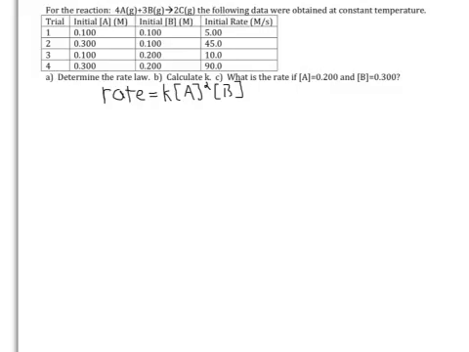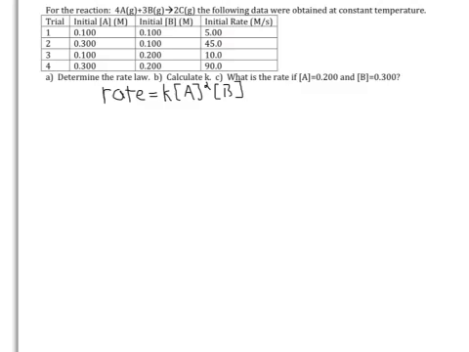Okay, to solve part B of this problem, I want to find the rate constant. We already determined the rate law in part A, so all I need to do is pick any one of the 4 trials, plug in the concentration for each of the reactants, plug in the rate, and solve for K, and that will give me the value of the rate constant.